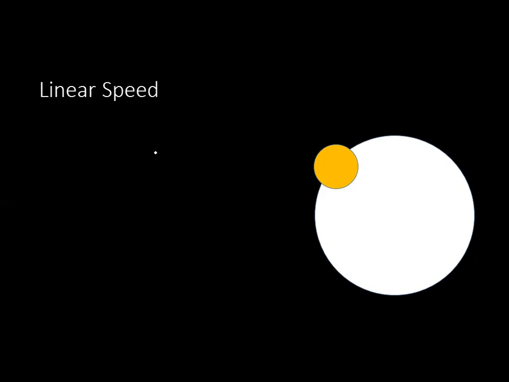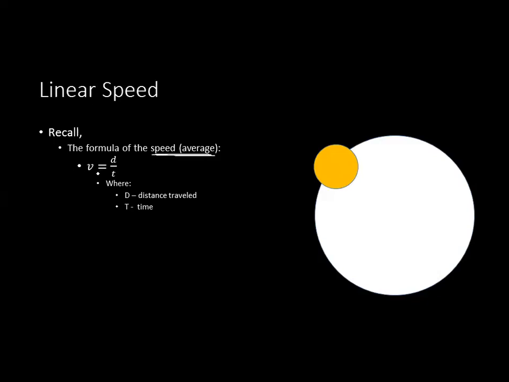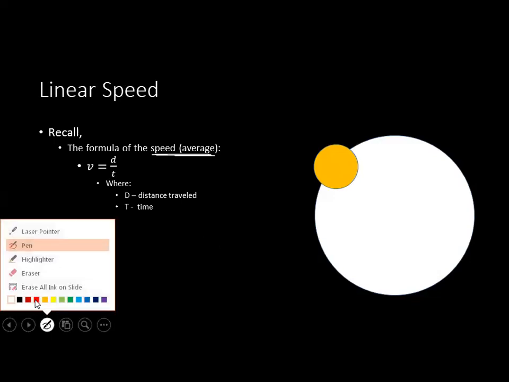So now let's proceed. For the linear speed, the formula is derived from the original formula that we used in physics, which is this one. Recall that the formula of the average speed is V equal to D all over T, where D is the distance traveled and T is the time, all right?